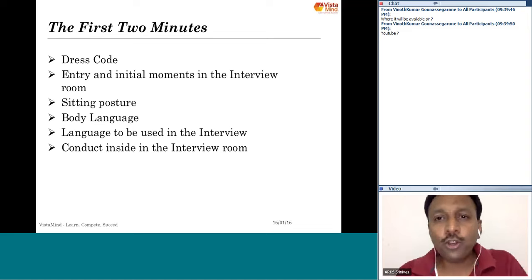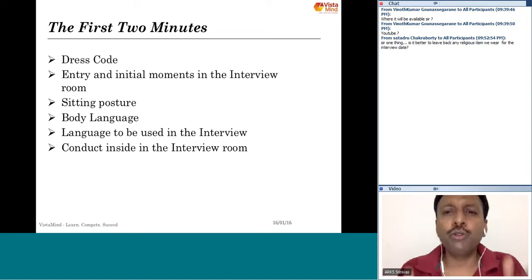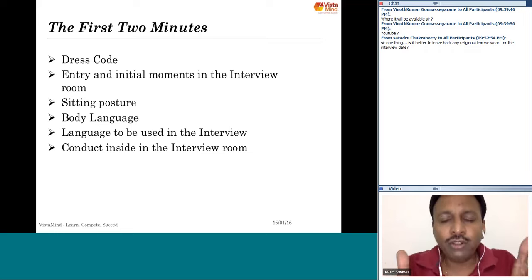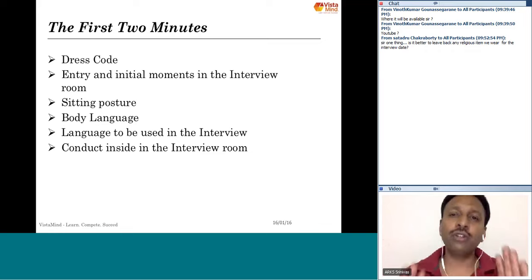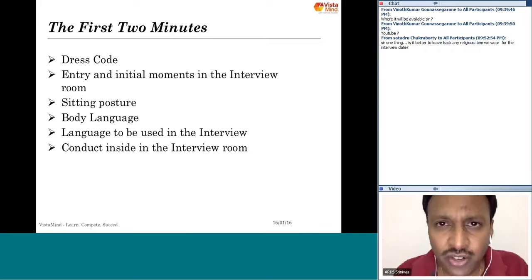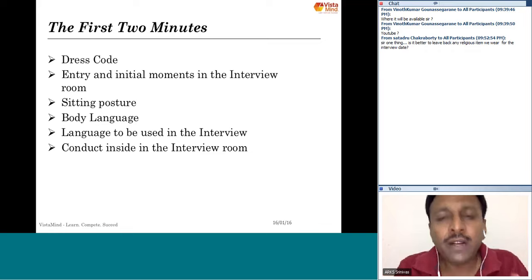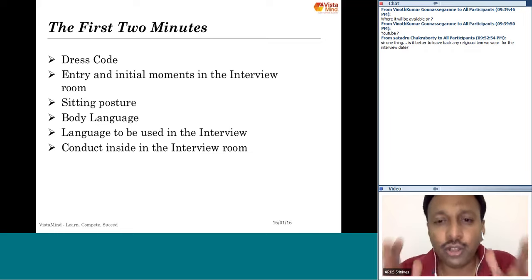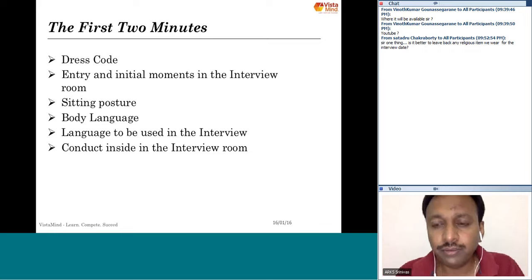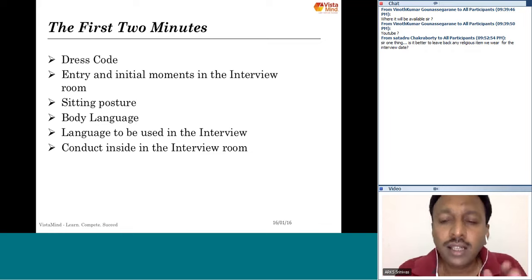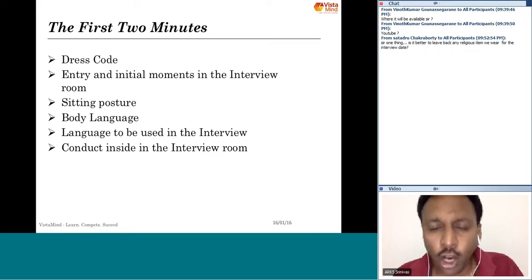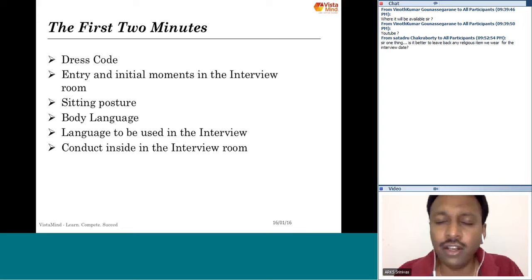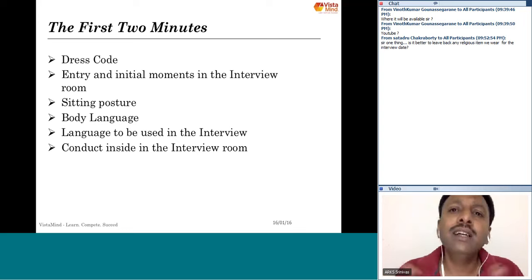Sitting posture, as I said, you have to ensure that you sit straight without any kind of slouch. You don't go back and slouch almost like a couch potato. You need to sit straight and lean a little forward so that you show your interest, your seriousness about the interview. Ideally, you don't have to show off your religion when you are going to an interview. Typically, try to avoid it, unless it is very, very essential. Okay?